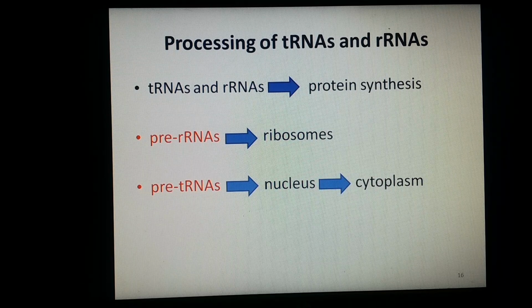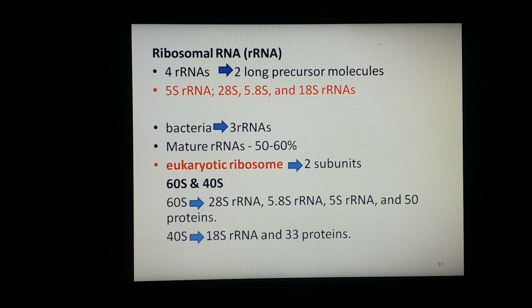So they are assembled there, while the pre-transfer RNAs are transcribed and processed in the nucleus, and then they are released into the cytoplasm, where they are linked to free amino acids for protein synthesis. So we will discuss their processing one by one in detail. First we will discuss ribosomal RNA processing.